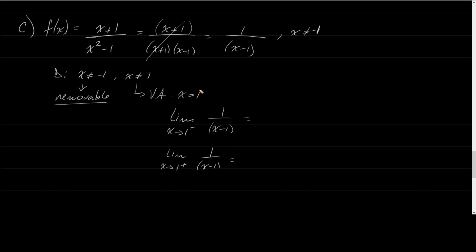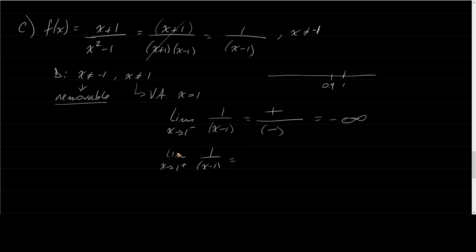So since we're working around 1, let's look at our number line. Here's 1. We're approaching it from the left, so something slightly smaller, like 0.9. If I plug in 0.9, that numerator 1 is just positive. The denominator, 0.9 minus 1, is negative. So overall, this goes to negative infinity.